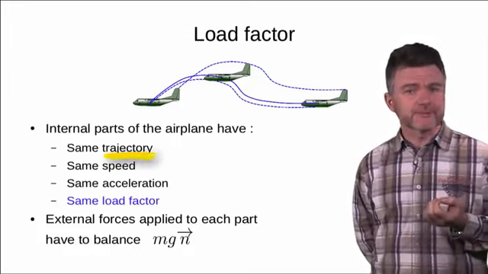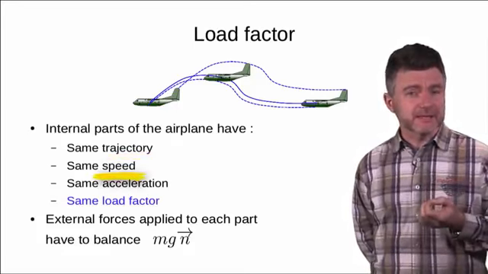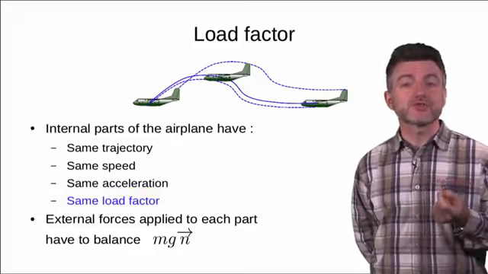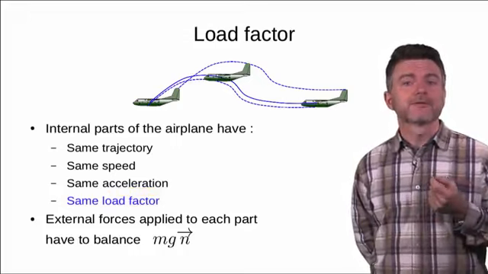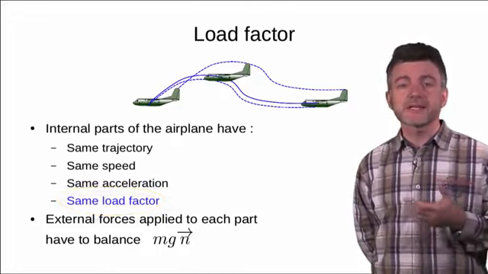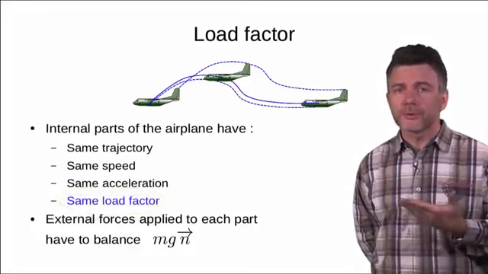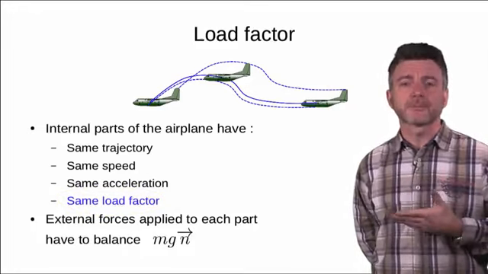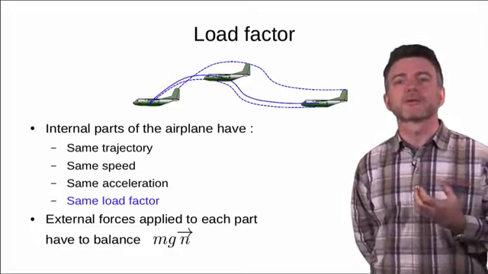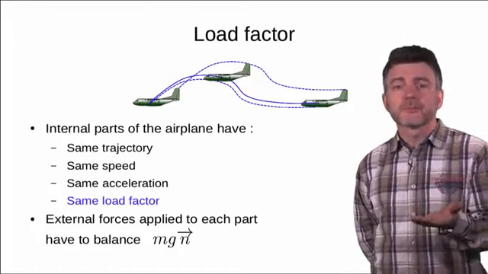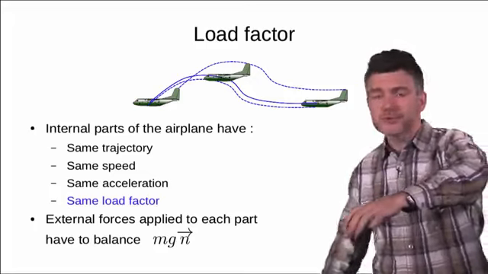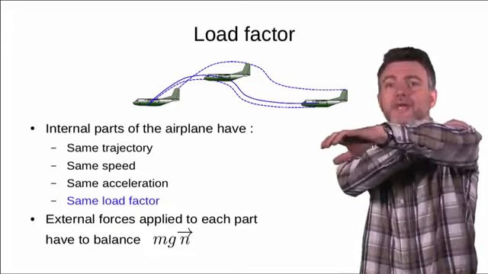Having the same trajectory, they all have the same speed and consequently the same acceleration. And as the gravity acceleration g is also identical, all those parts experience the same load factor. So, the external forces applied to any part, subpart or sub-subpart of the airplane have to balance mgn, which means its own weight mg, multiplied by the load factor n. So, for example, during a pull-up with a load factor of 2, a 2G's pull-up, my shoulder has to support 2 times the weight of my arm.